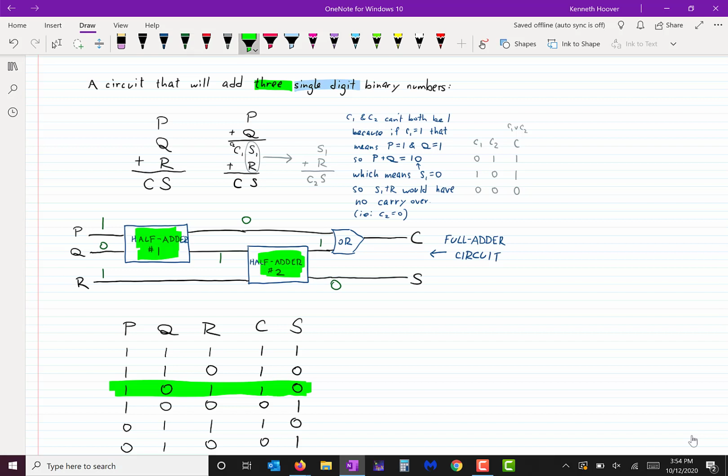And now look at this OR gate. I've got a 0 and a 1 going in, so what comes out is a 1. So apparently our answer should be 1 0. What is it? 1 0. So that's correct. And you could check every single row that way.